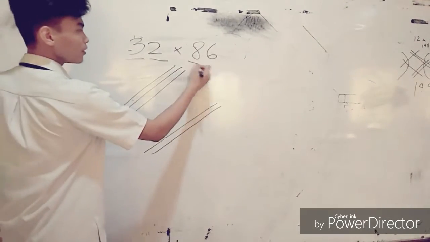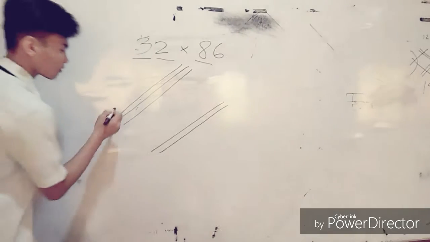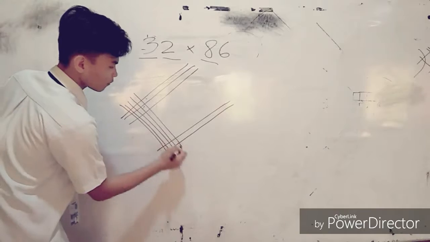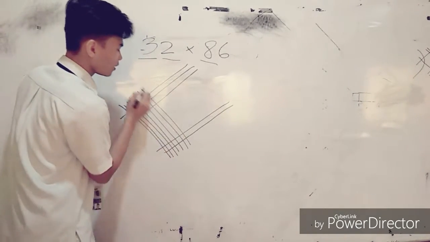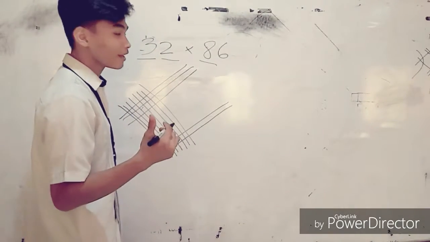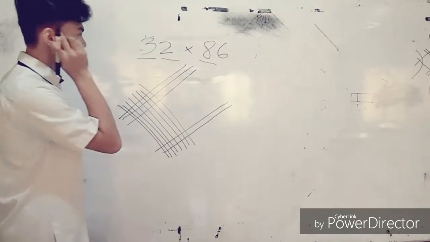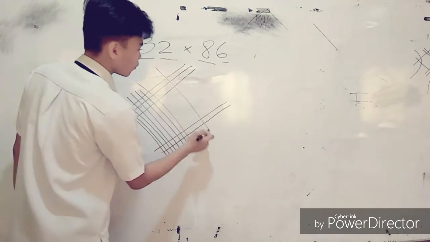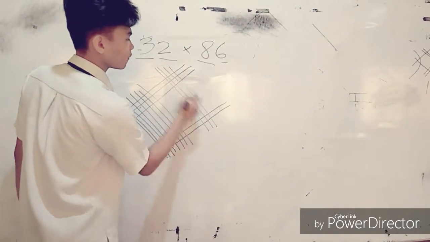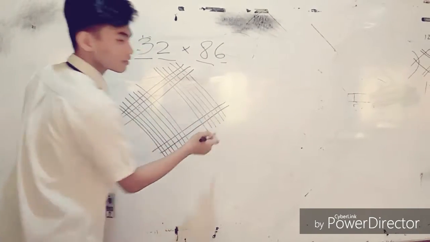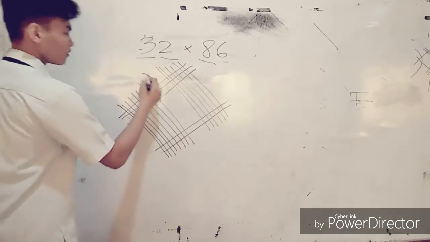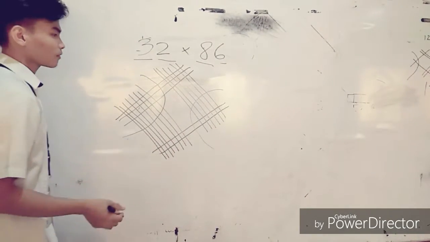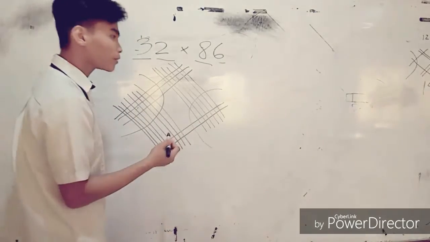So, for the next number, it's 8. So, let's count. 1, 2, 3, 4, 5, 6, 7, and 8. Got it? Okay, that's right. And for the last number, we have 6. Leave a space and 1, 2, 3, 4, 5, and 6. And divide it into 3 parts: the left wing, the right wing, and the center. Got it?